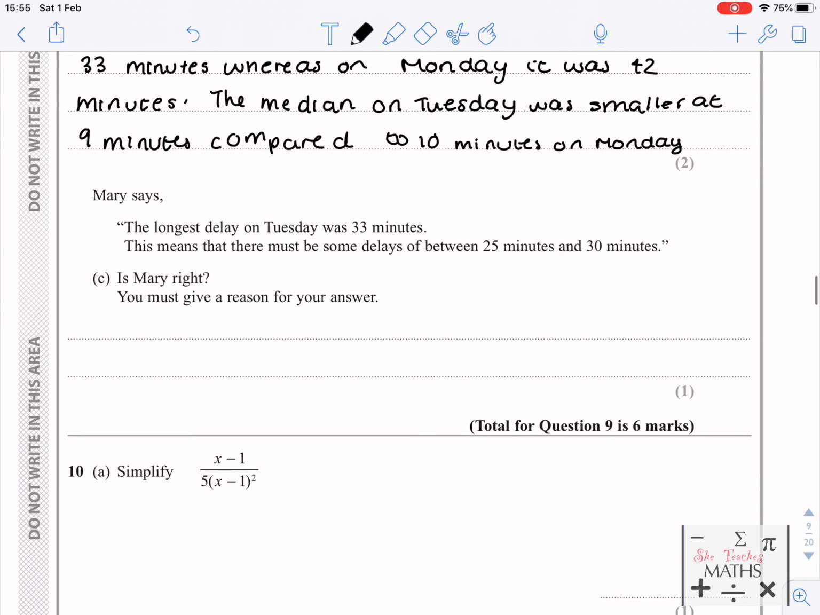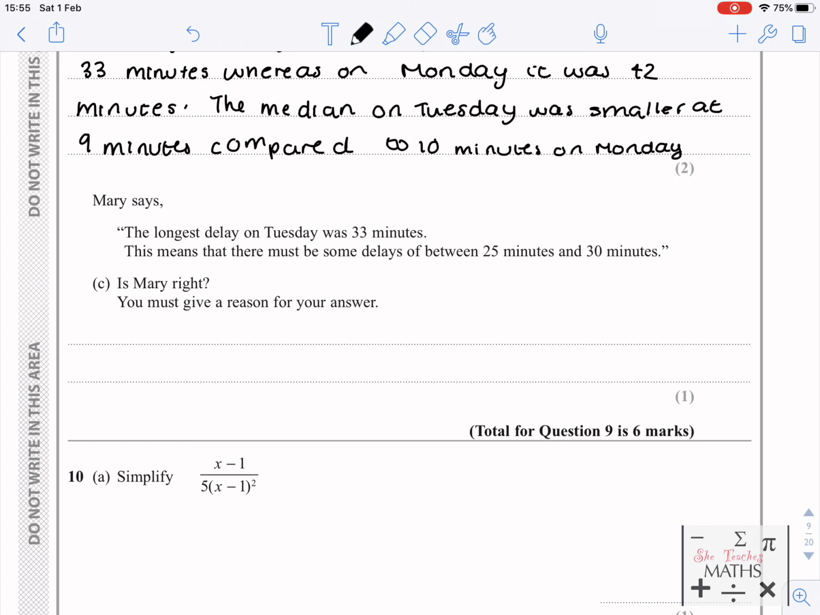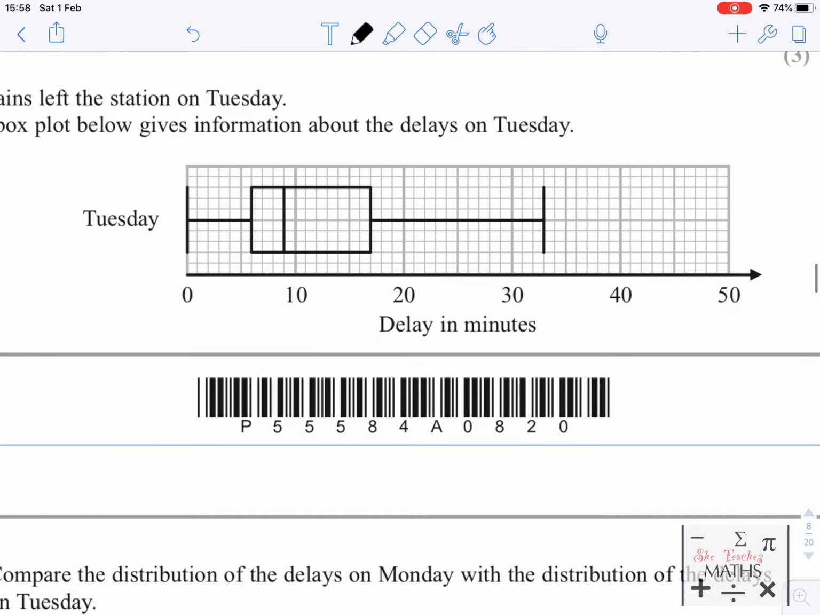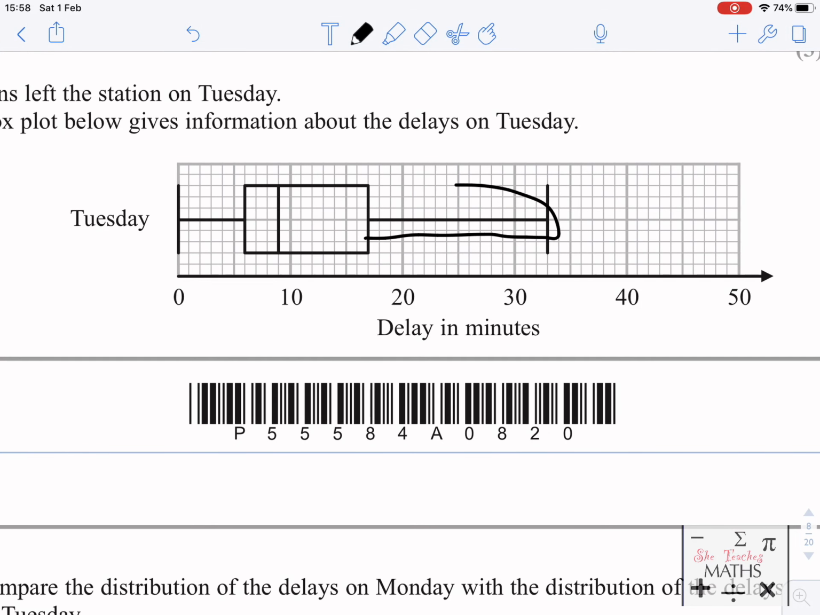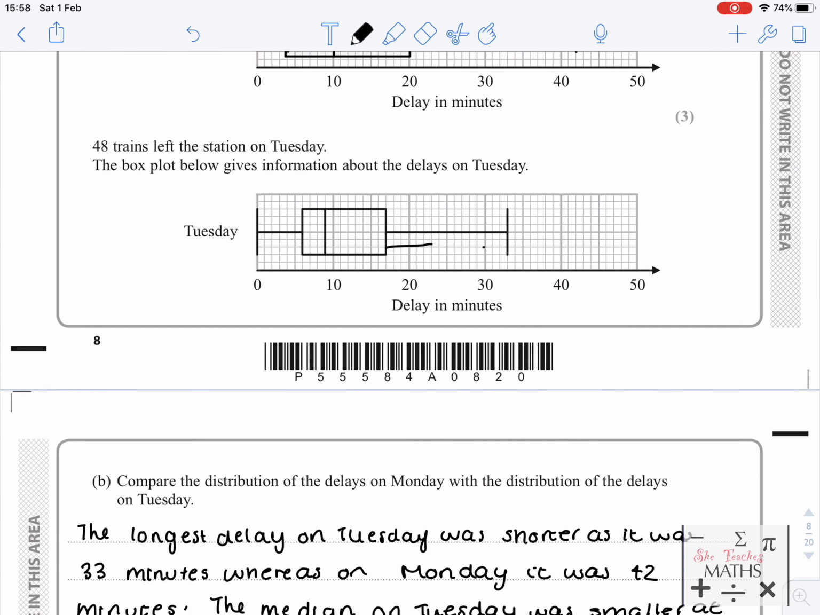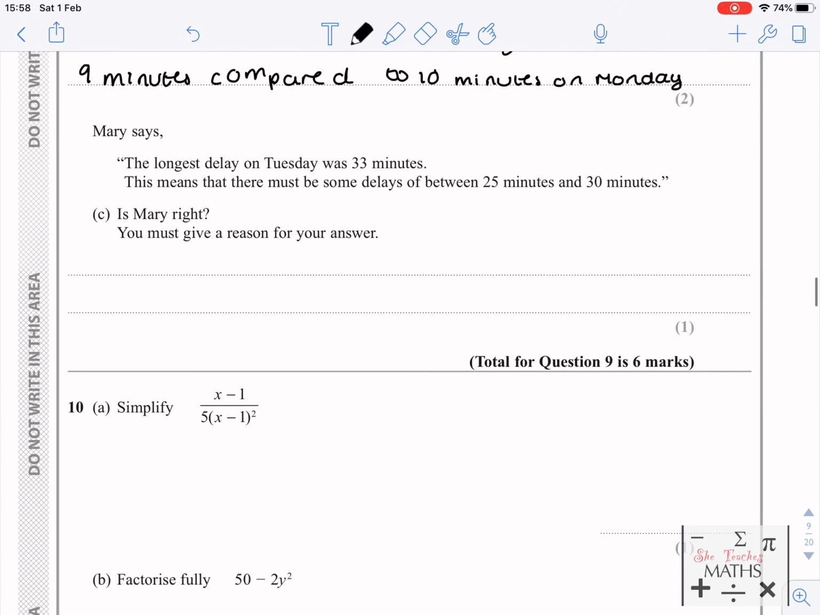Okay, the next question, well, part C of this question says that Mary says the longest delay on Tuesday was 33 minutes. This means that there must be some delays of between 25 minutes and 30 minutes. Is Mary right? You must give a reason for your answer. Mary is incorrect because if you look at the upper quartile, we can see that it's quite large. So the delays can be between not just 25 and 30, but it can be from 17 to 24 and 30 to 33. So all you'd have to put is that Mary is incorrect because the delays can be between 17 and 24 or 30 and 33.